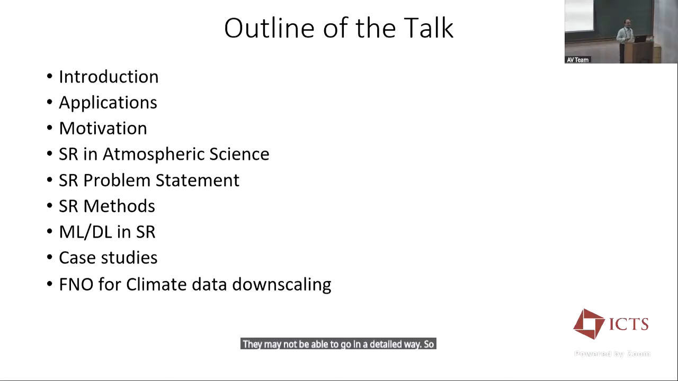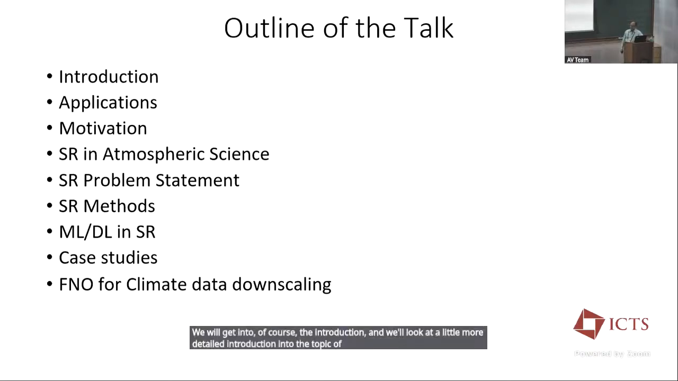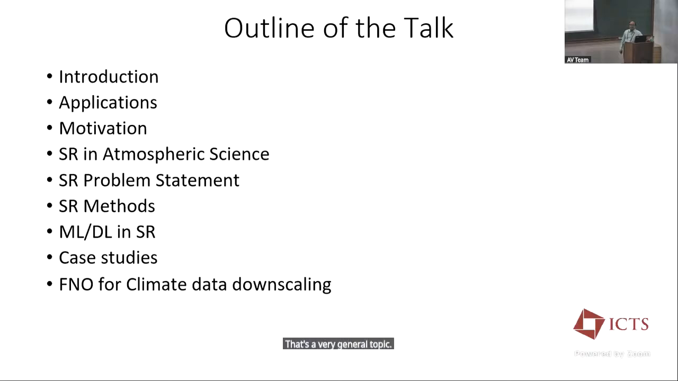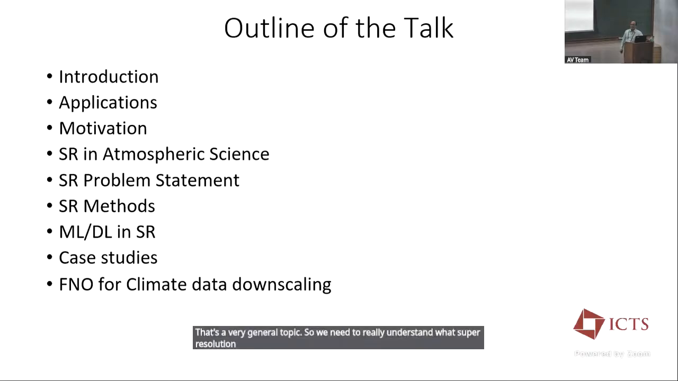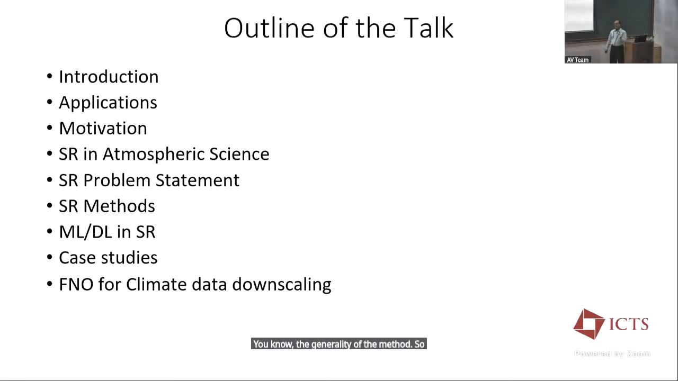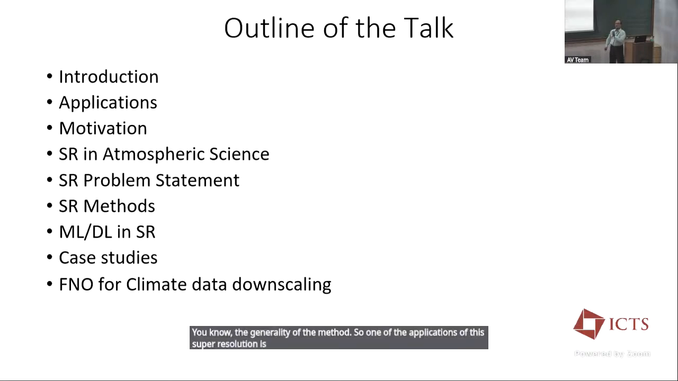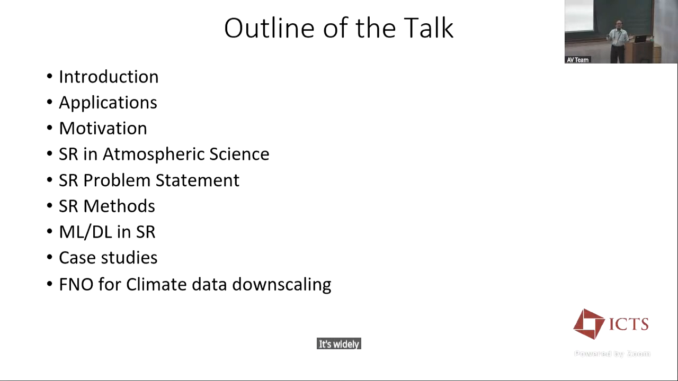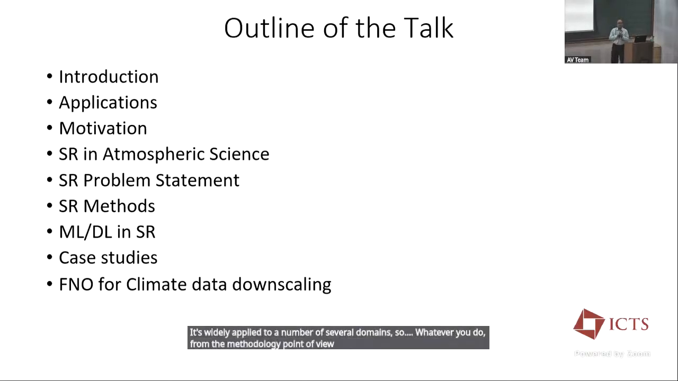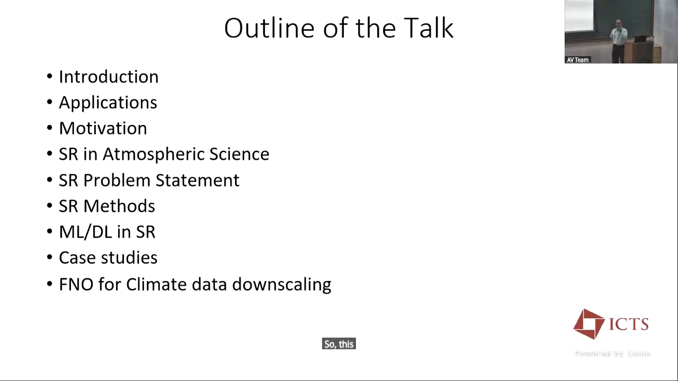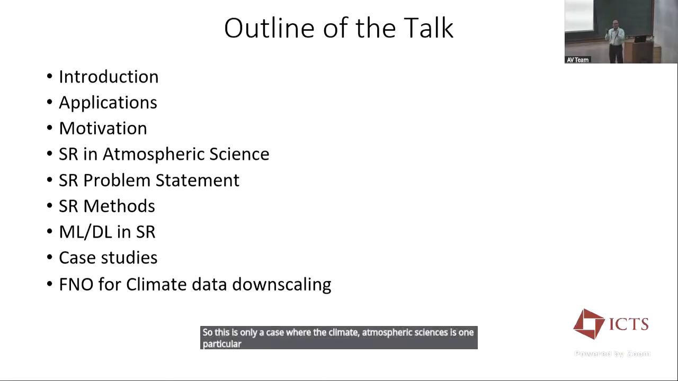So the outline of the talk is going to be, of course, the introduction, and we will look at a little more detailed introduction into the topic of super resolution. That's a very general topic, so we need to really understand what super resolution means. We will start off from the image processing perspective so that you know the generality of the method. One of the applications of super resolution is downscaling, and it's widely applied in several domains. So whatever you do from the methodology point of view will be applicable to a number of domains. Climate and atmospheric sciences is one particular application area where you can apply it.